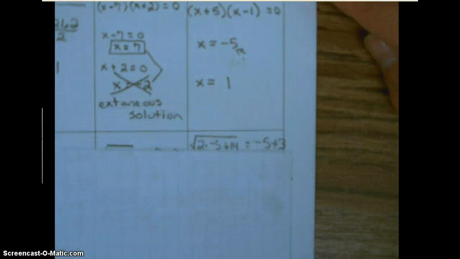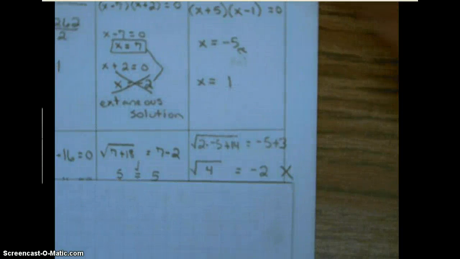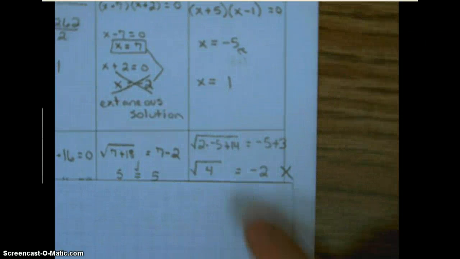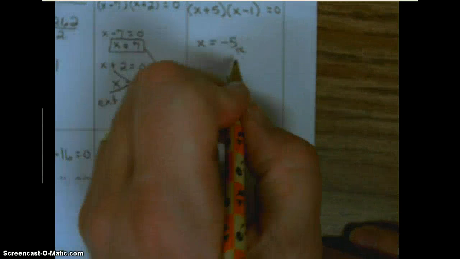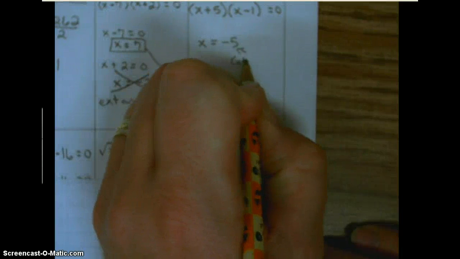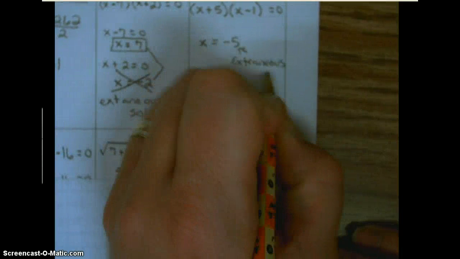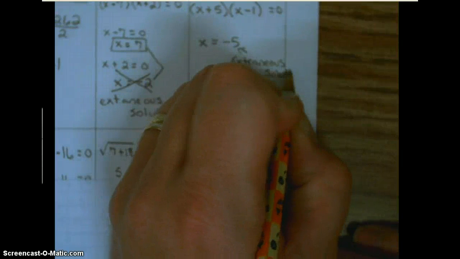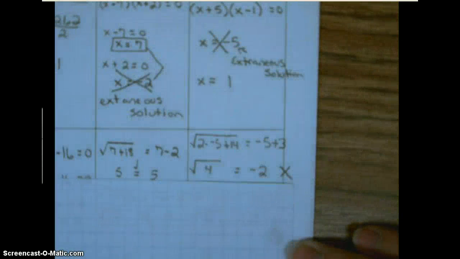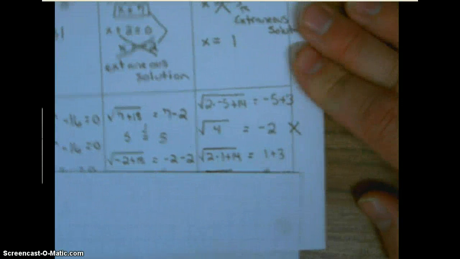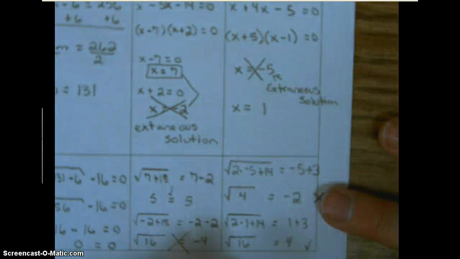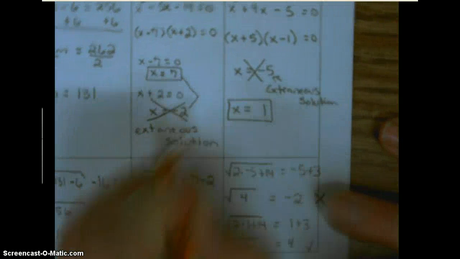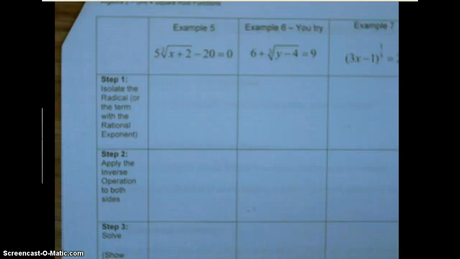When you check negative 5, you should have gotten the square root of 4 equals negative 2, and the answer cannot be negative, so this is an extraneous solution. So we do not count it. And checking the other one, plugging 1 in, we get the square root of 16 equals 4, and that's correct. So the only solution we're going to count here is x equals 1. All right, moving on to the next page.